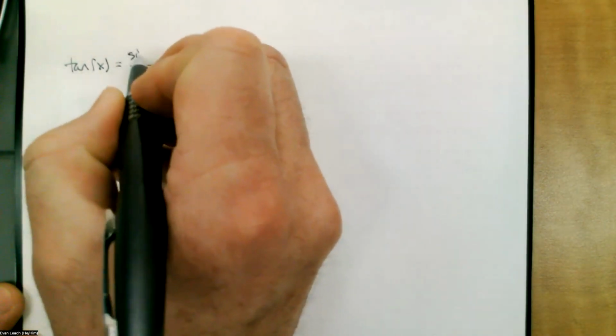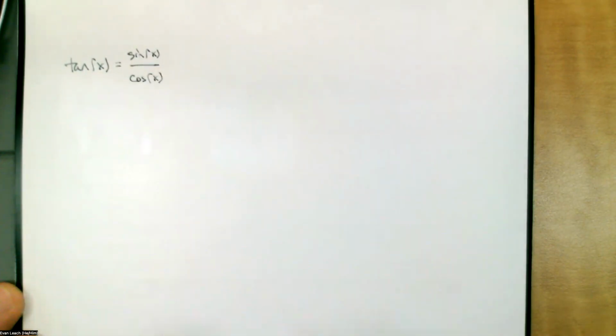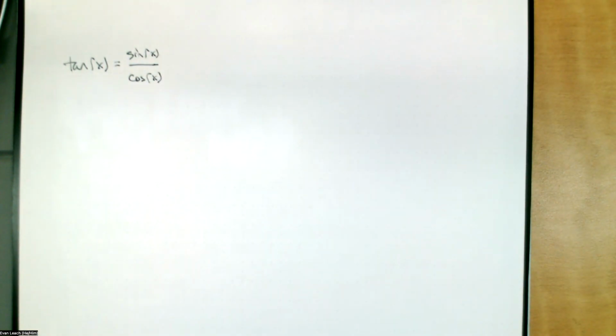Tangent is sine x over cosine x. So I'm just going to take the series for sine x and divide it by the series for cosine x.